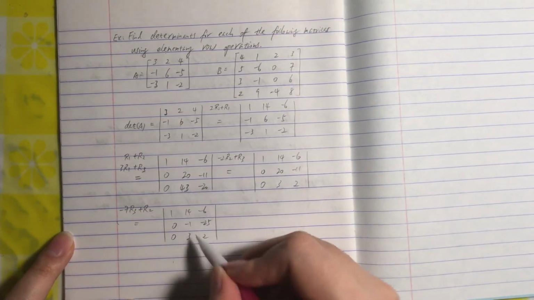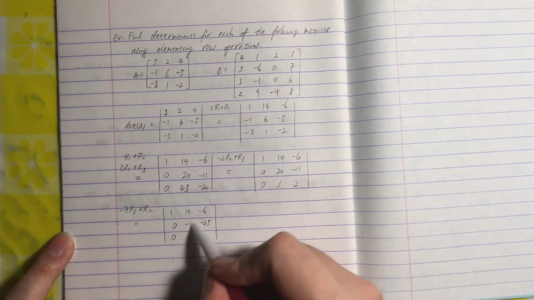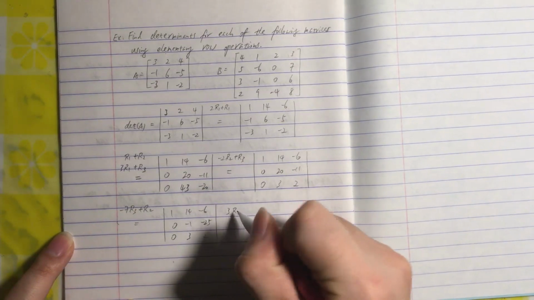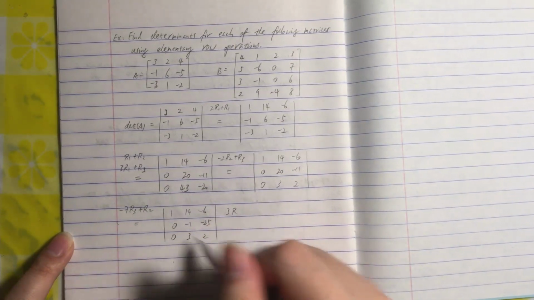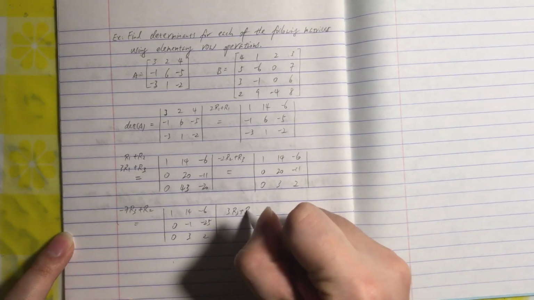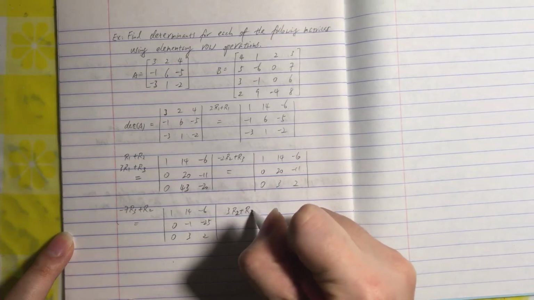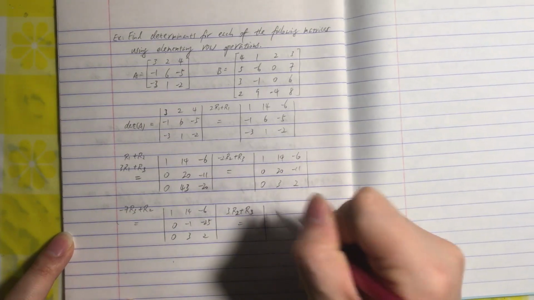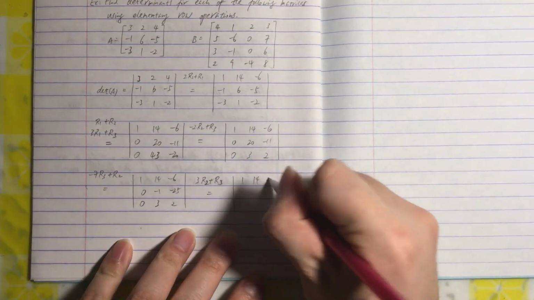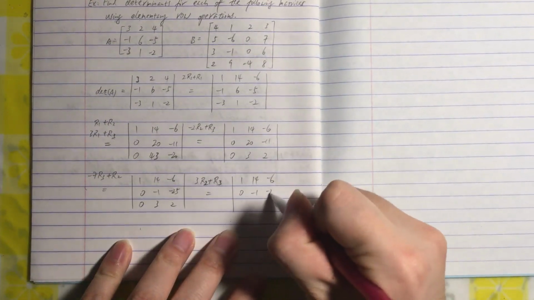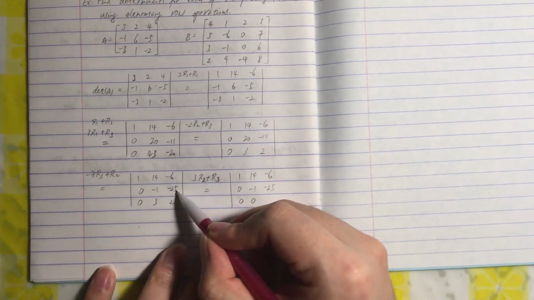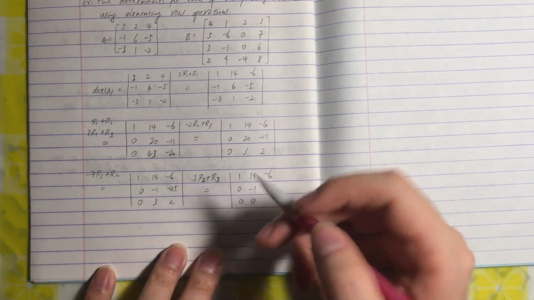Next, try to make 0 here. I can multiply the second row by 3, add it to the third row. -1 is okay. The goal is making this matrix upper triangular. Multiply the second row by 3, add it to the third row. If I multiply a row by a constant, add it to another row, the determinant stays the same. 0, 0, 3 times -25 is -75. -75 plus 2 is -73.